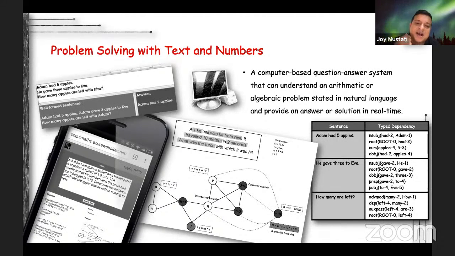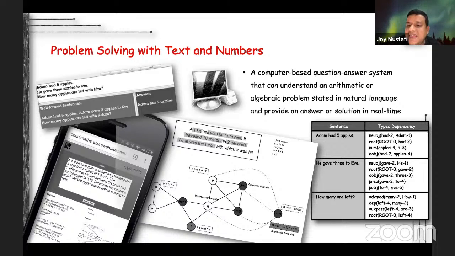And then we enhanced that again, to have a lot of similar systems, like problem solving with text and numbers, or simple arithmetic problems. If you see the rightmost table, I am just reading it out. Adam had 5 apples, he gave 3 to Eve, how many are left? The first sentence is: Adam had 5 apples. Adam is a proper noun, because in our brain we know this is a proper noun. Then had is the past tense of have. Then 5 is a cardinal number. Apples is a plural common noun. So if I use the Stanford parser or any standard NLP tool, it will give me this result.